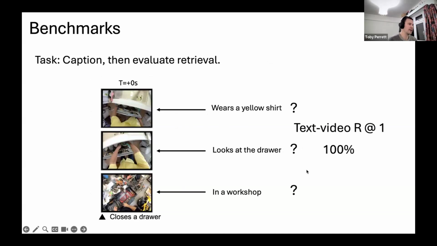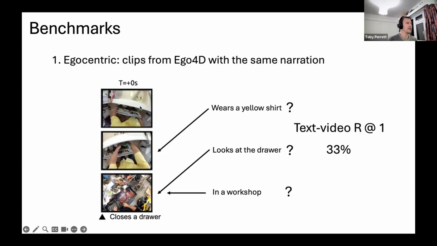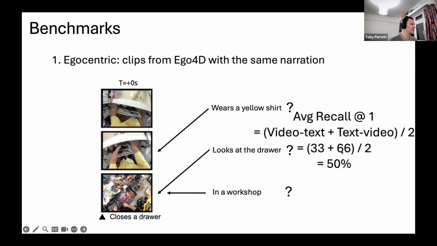We can look at it the other way as well. So look at text to video retrieval. In an ideal world, everything would retrieve its own video. But in practice, you might end up with only 1 working correctly, and this would be 33%. Then all we do is we just take the mean of the video to text and text to video, which in this case would be 50% as an overall score.